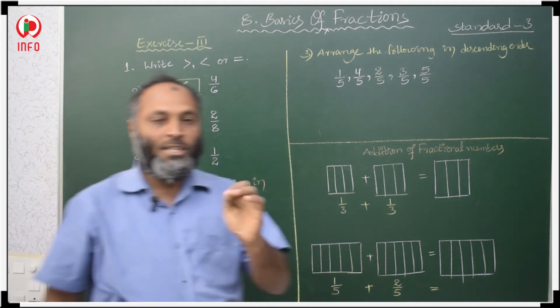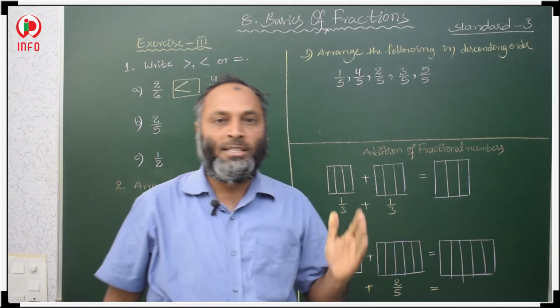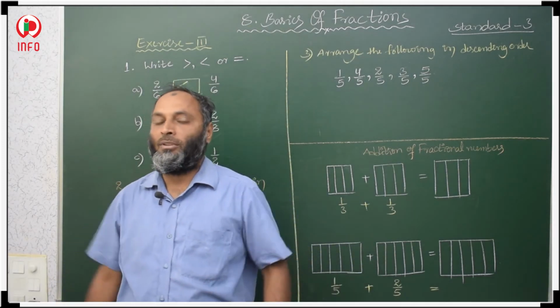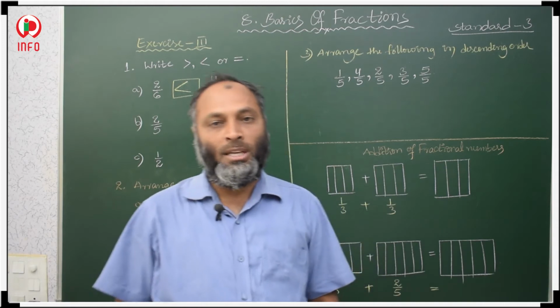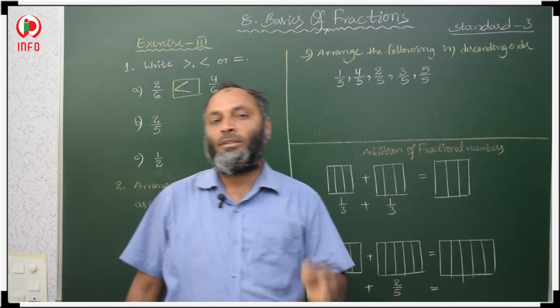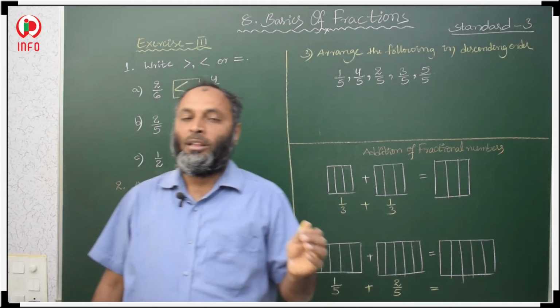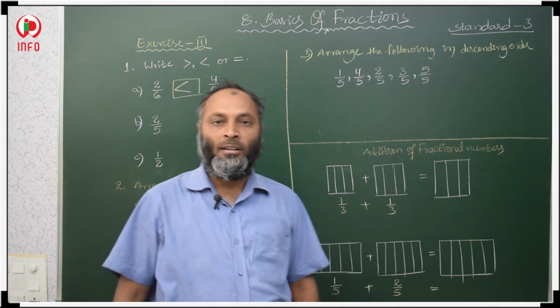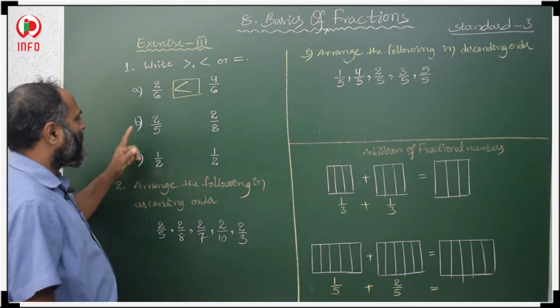So, first we have to check the fractions. What is there in the fraction? Numerators are same or denominators are same. According to that we have to do. Here the denominators are same, so we have to go for the numerator. In the numerator, whichever has the least, that is the least value. Okay. Now, the next one.